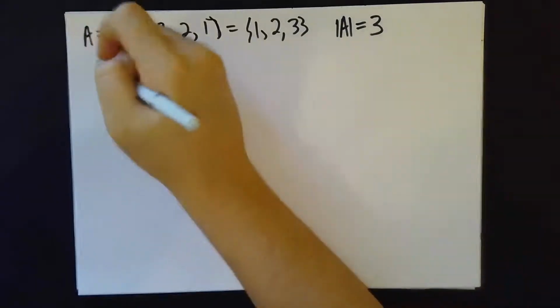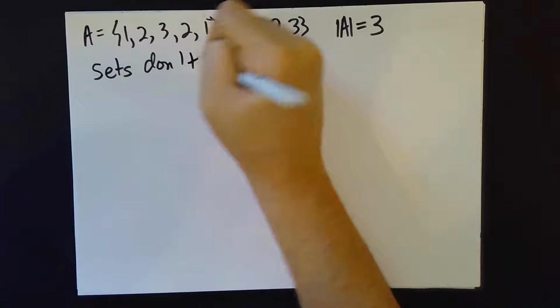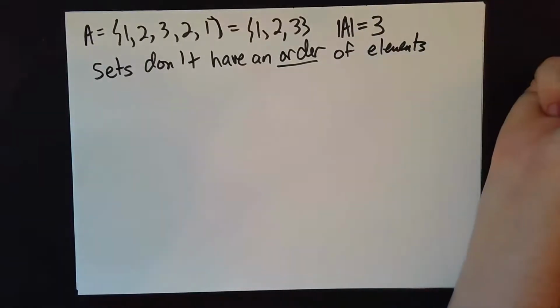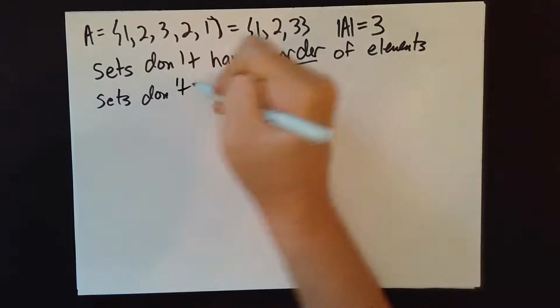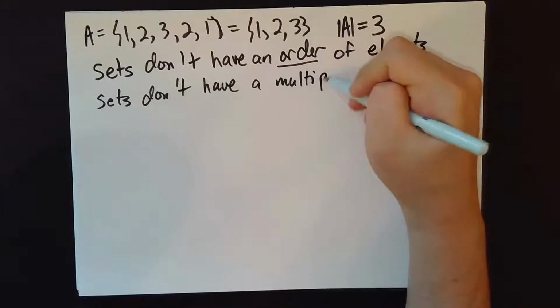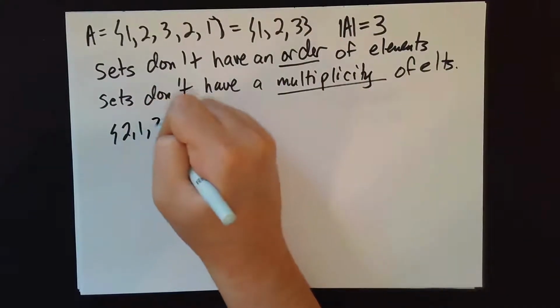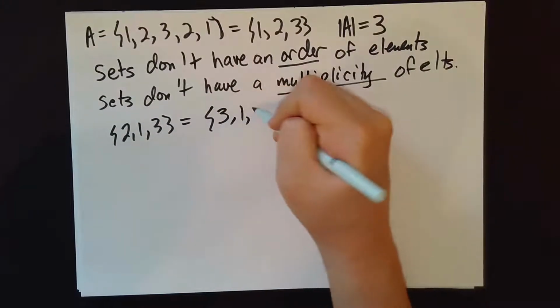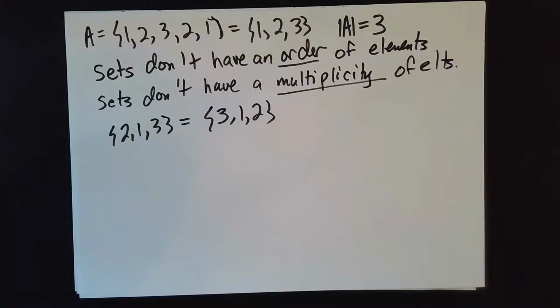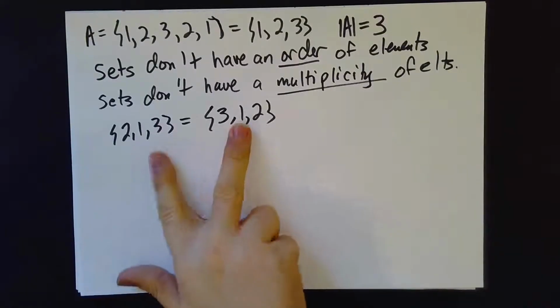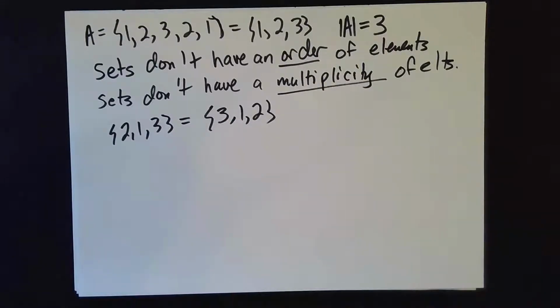So, two things sets don't have. Sets don't have an order of elements. And sets don't have a multiplicity of elements. So by order, I mean the set {2, 1, 3} is exactly the same thing as the set {3, 1, 2}. This was relevant on the bipartition question on the homework, which I can talk about in a minute.